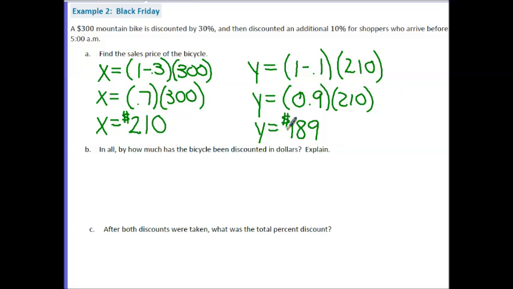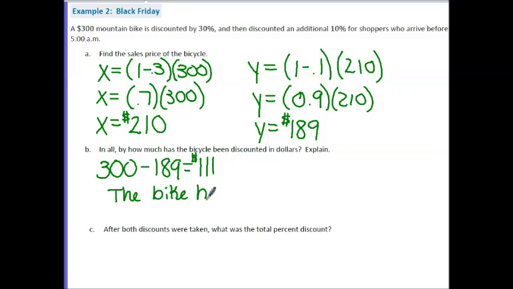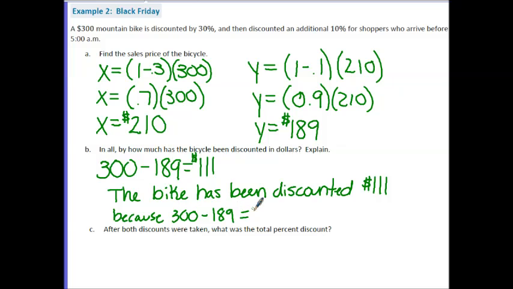Part B says, in all, by how much has the bicycle been discounted in dollars? So we're looking at the lowest price, and that was $189, and it was originally $300, so I'm going to subtract those two. And we find that it was discounted $111. Because 300 minus 189 is 111.